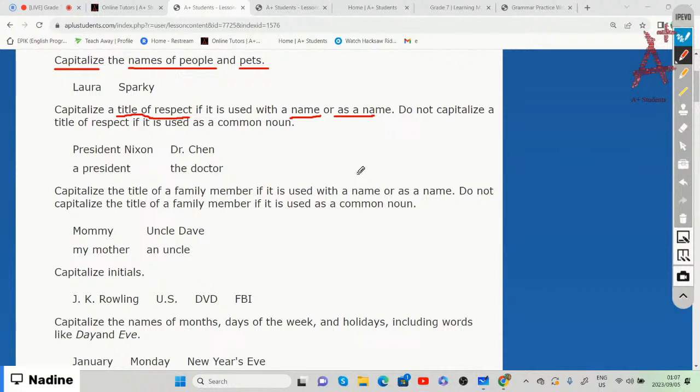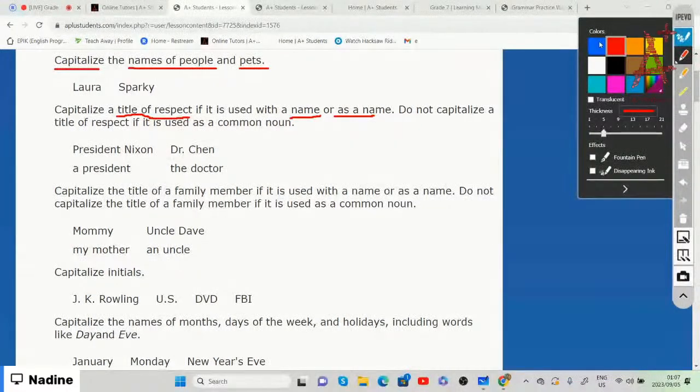And a few examples of that is, for example, President Nixon, right? So we capitalize the P for president because that is the title of respect. And this is the name of the person. So this is the name of the president. So if we want to also put respect on the title, then we say President Nixon, or President Ramaphosa in South Africa, or President Obama, right? So we capitalize the title of respect, which is the P for president.